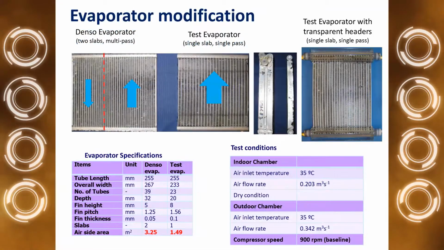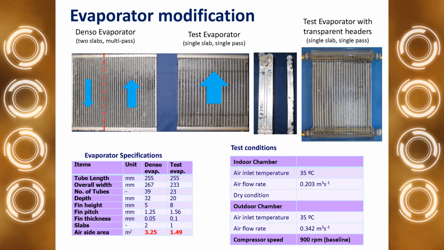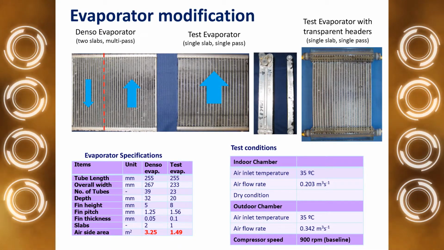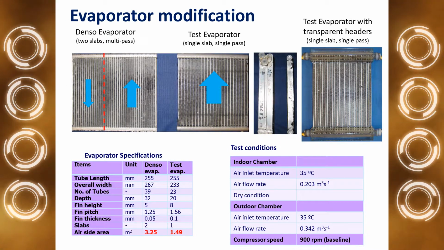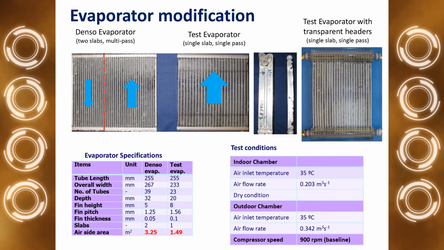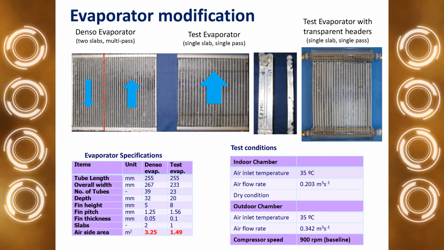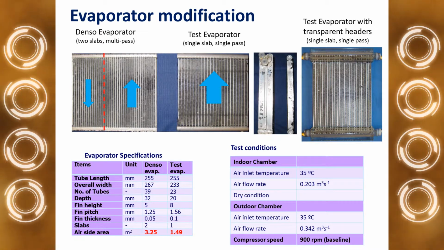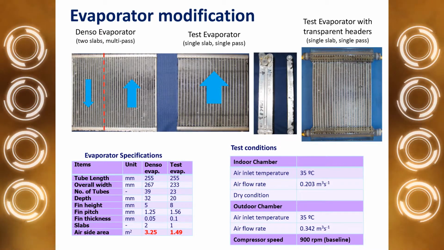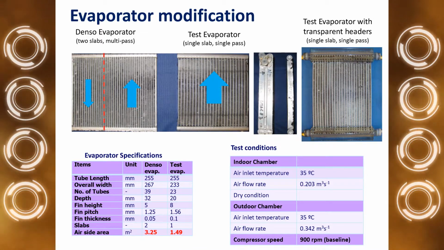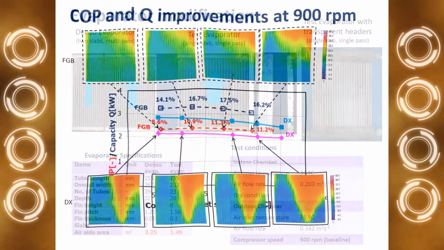So here is the evaporator modification, because we had trouble making the same evaporators. To modify the original Denso evaporator to single pass, we used a more or less similar evaporator, and we made it single pass and single slab, and we also added transparent headers on inlet and outlet. And here you can see the test conditions. It was 35 degrees on inlet, indoor and outdoor, and here you can see some dimensions of the evaporator, and you can see that the air side area here was a little bit lower than the original Denso evaporator.